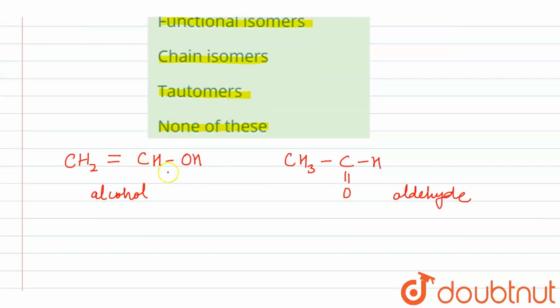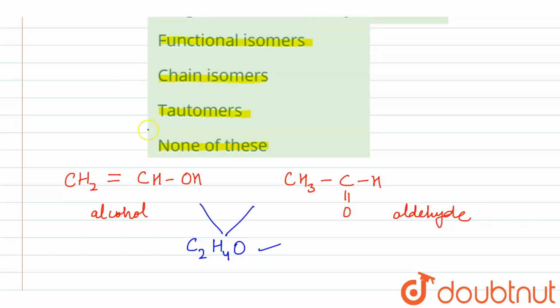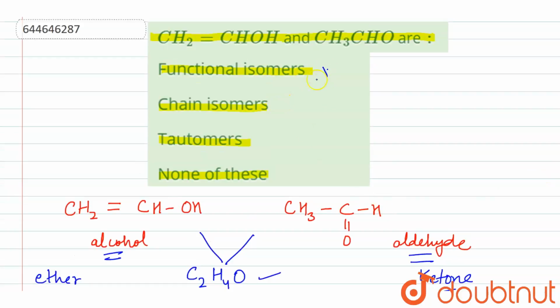If we see the molecular formula for both the compounds, it is C2H4O, right? So the molecular formula is the same. But for functional isomers, the alcohol has the ether as a functional isomer, with the functional group ether basically. And the aldehyde has a ketone as its functional isomer. So these two cannot be functional isomers.